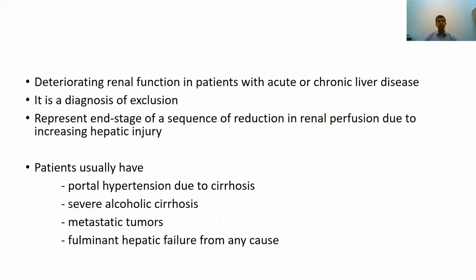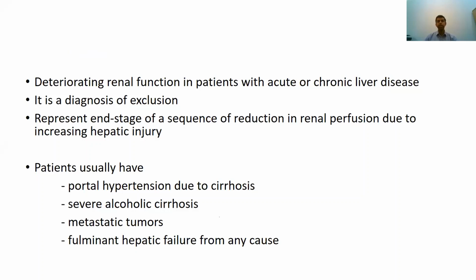So this is a condition where there is deterioration of renal function in a patient with acute or chronic liver disease. So it can happen in acute situations as well. And what is important is this is a diagnosis of exclusion. So just because a patient with cirrhosis or liver cell disease has a kidney problem, you can't straight away say that this is hepatorenal syndrome. There are so many other conditions that can give rise to renal problems in liver cell disease patients. You need to exclude all of that before you come to a conclusion that this is hepatorenal syndrome.